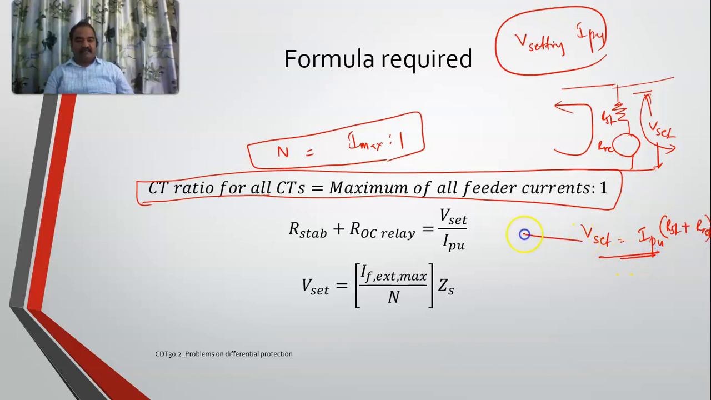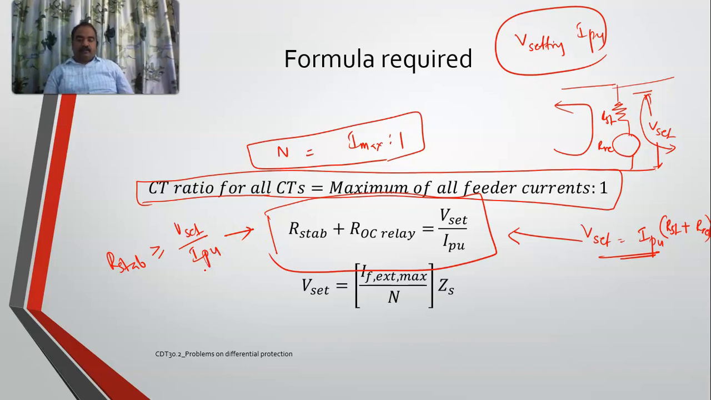So if I rewrite this equation, R stabilizing plus R OC relay is equal to V set by I pickup value. This you should remember. This is the worst case. Normally your stabilizing resistance is selected such that it is very much greater when compared to V set by I pickup.